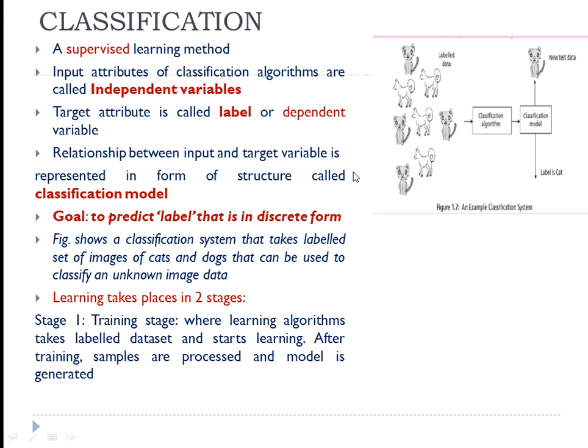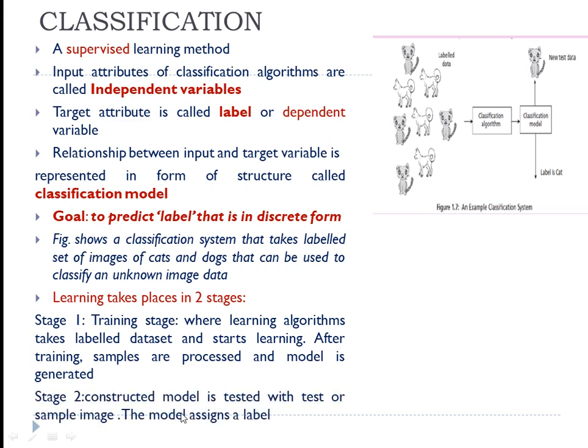Right, so the machine learning algorithm, the classification algorithm here, in the first stage is going to learn from the input. The input in this case is always, remember, a labeled data set, because classification is a supervised learning method, and hence the input would be a labeled data set. So in the first stage the algorithm is going to learn. After that learning has happened, that means after training has happened, the samples are processed and the model is generated.